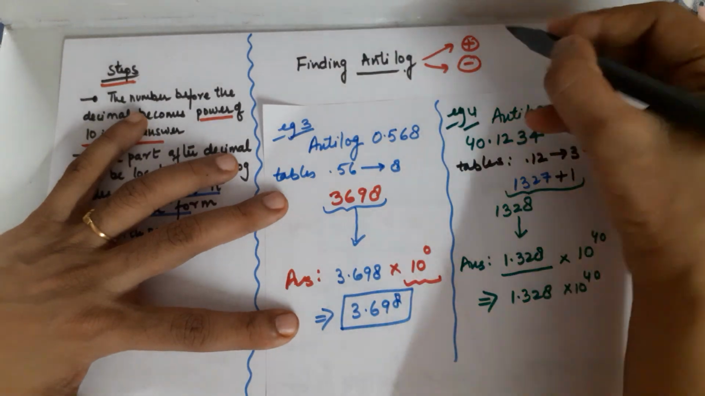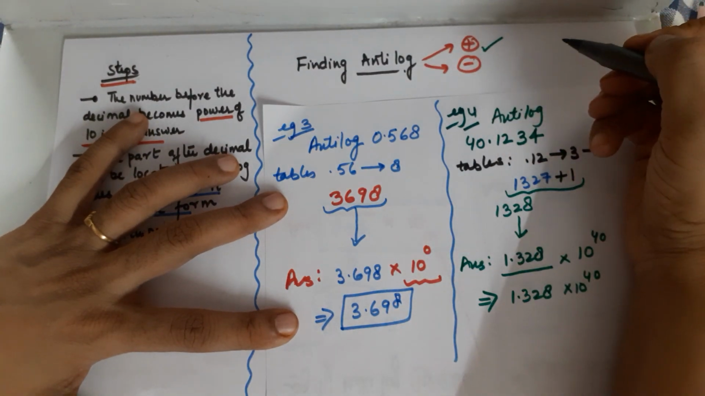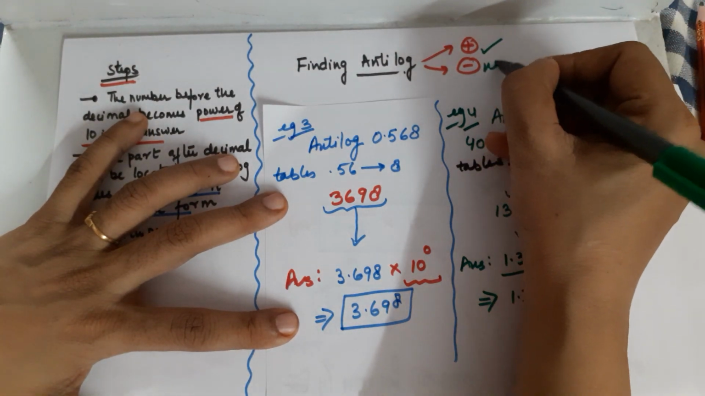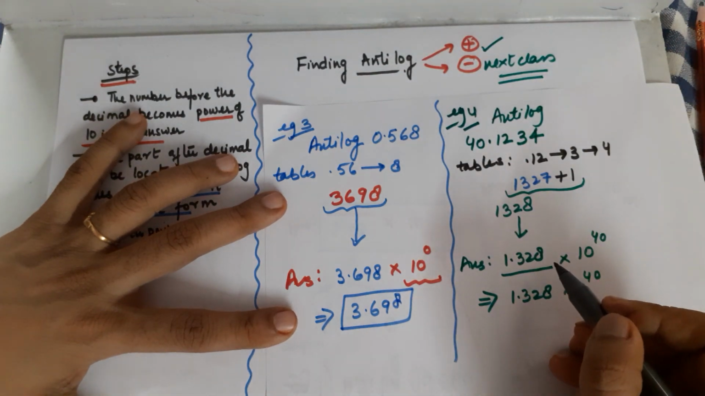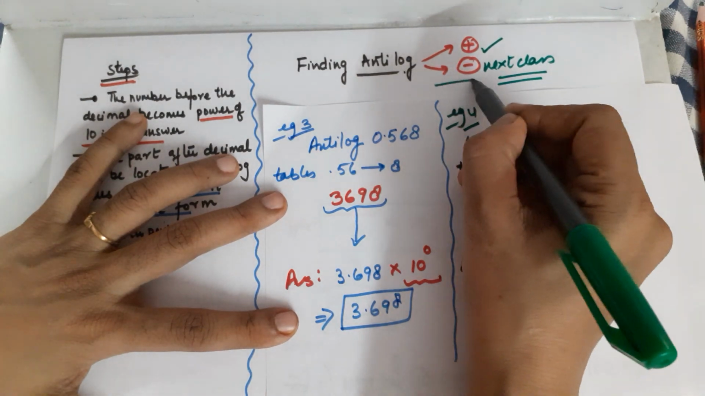So we finished the antilog values for a positive value, and negative values are my next class. So please keep watching for finding antilog of negative values.